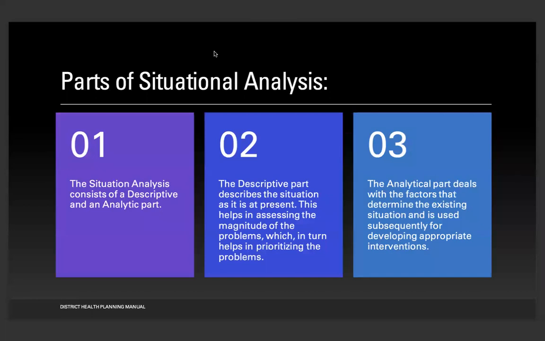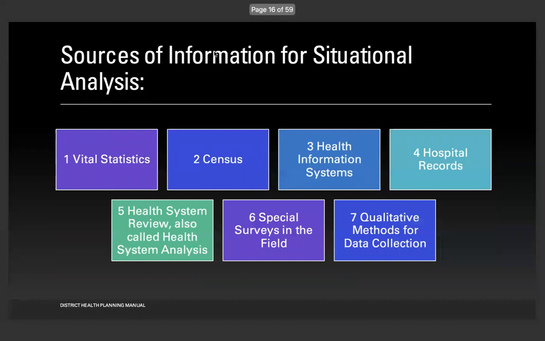Parts of situation analysis. The situation analysis consists of a descriptive and analytical part. The descriptive part describes the situation as at present. This helps in assessing the magnitude of the problem, which in turn helps in prioritizing the problem. The analytical part deals with the factors that determine the existing situation and is used subsequently for developing appropriate intervention.